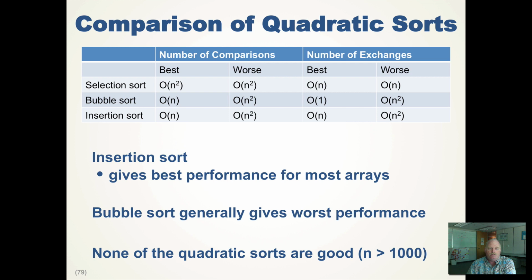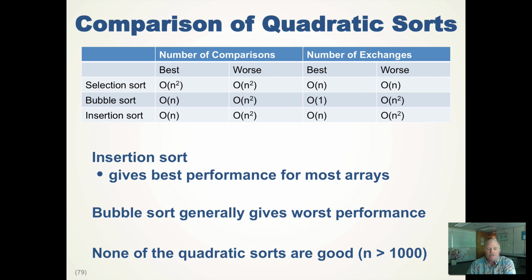So the insertion sort in general gives the best performance for most arrays, even though the insertion sort has more exchanges than the selection sort. In the worst case, in general, the insertion sort is better. The bubble sort generally gives worse performance because the big O calculation does not consider the constants. So there's a lot of work overhead that we have in the bubble sort that we don't have in the other sorts. So generally, using the bubble sort is a bad idea. It's better to use the insertion sort.